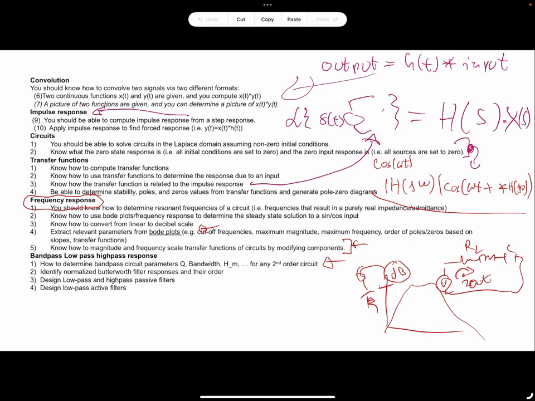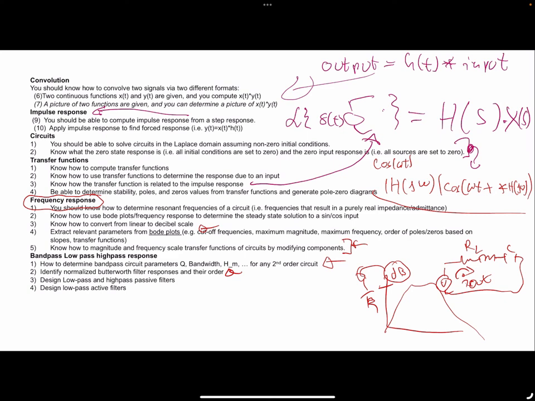What else is there? Relevant parameters. Yeah, so that's basically it. You should be able to identify normalized Butterworth filters. So basically, if I give you a circuit, you should know whether it's low pass, high pass, band pass. That's going to be very important for the final. By looking at a circuit, what the input and the output is, you should be able to know what kind of filter it is.